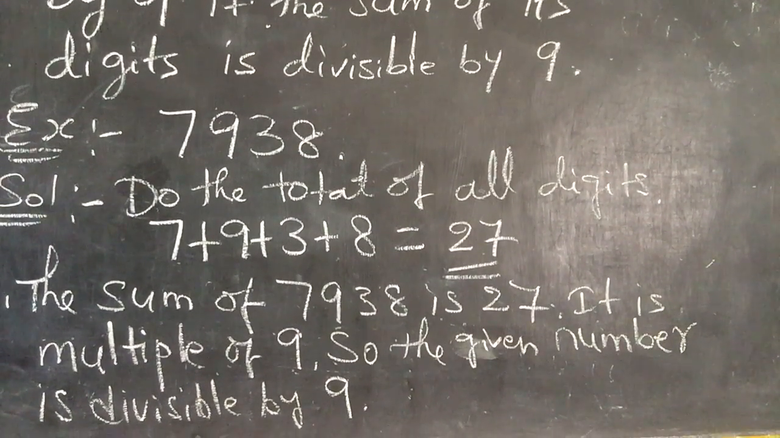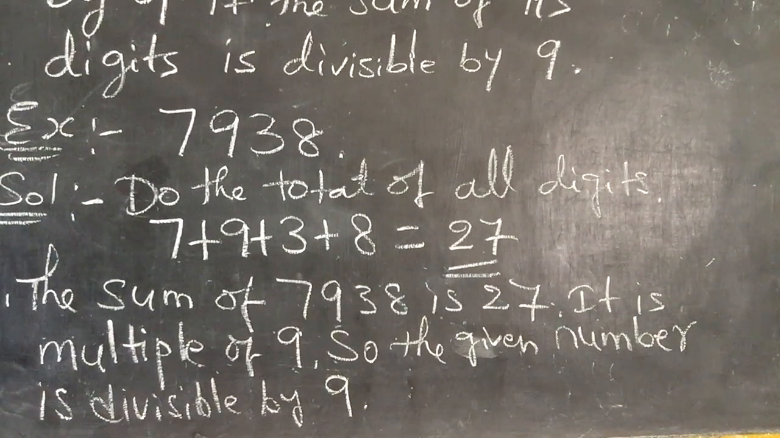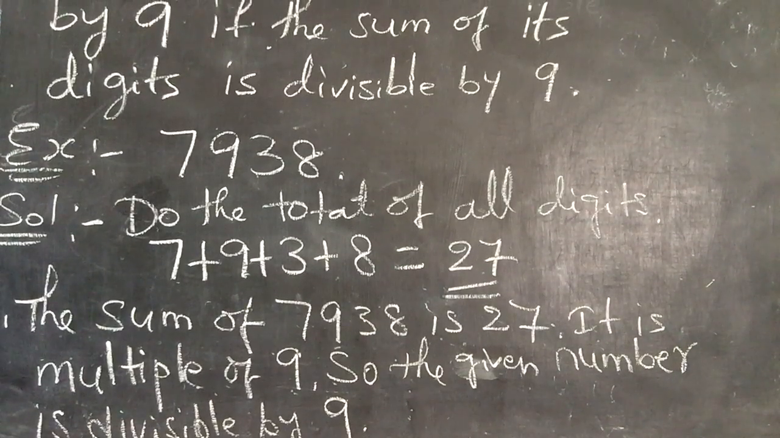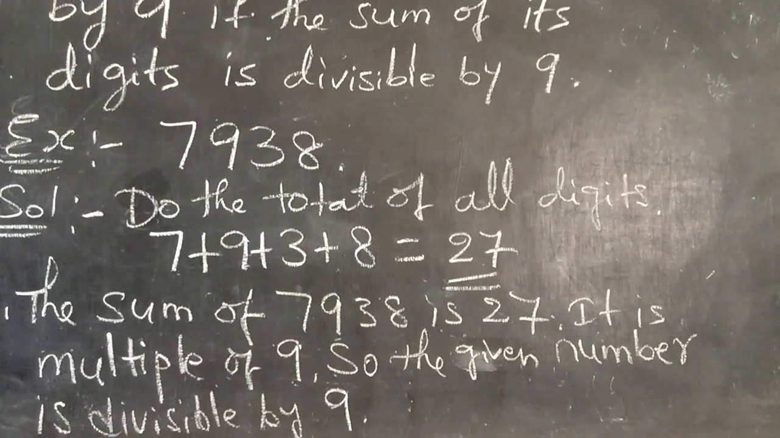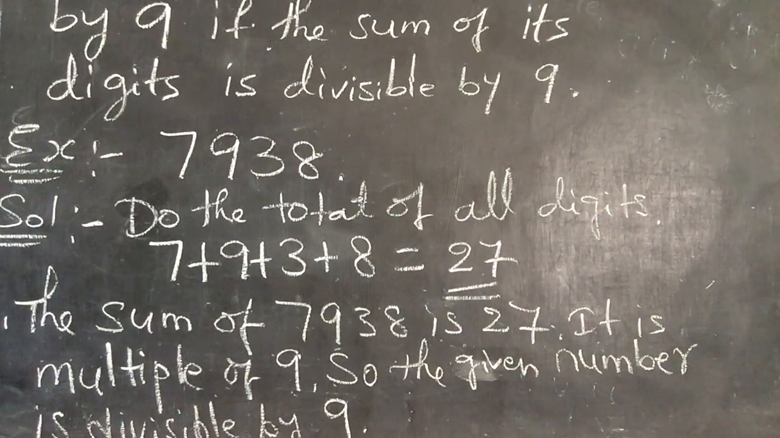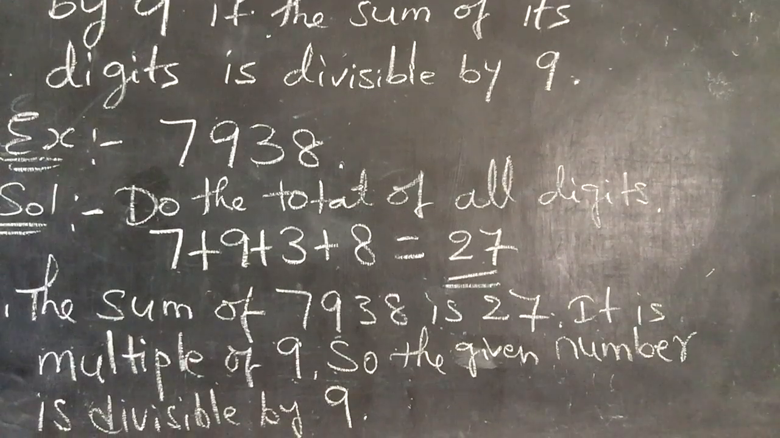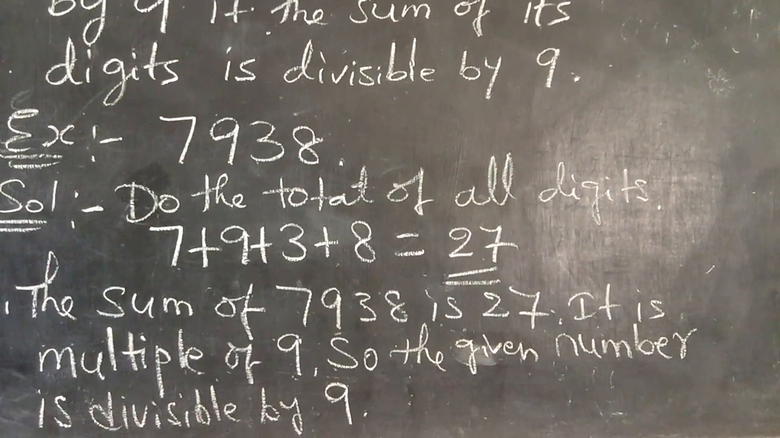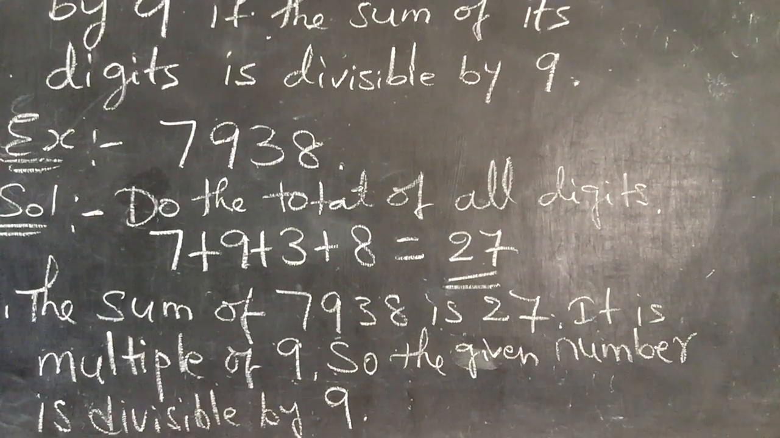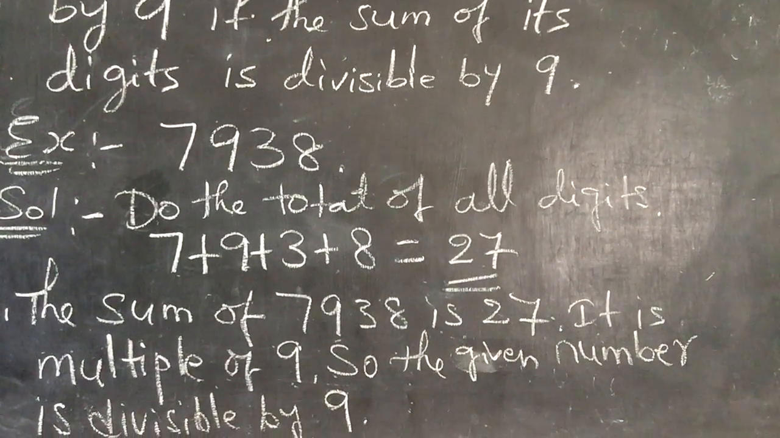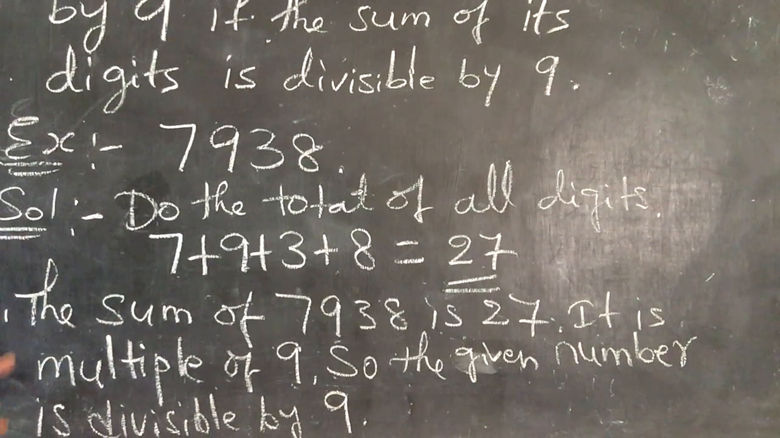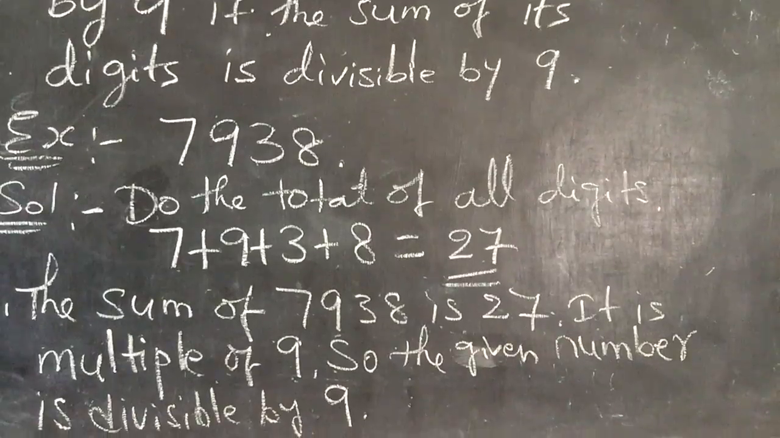So for the divisibility tests of 3 and 9, the same rule. What are we following? Do the total of all the digits of the given number, and if the total is divisible by 3 or 9, the given number is also divisible by 3 or 9. Okay? Based on this rule, do the remaining sums of section 6 in the textbook page number 9. The same procedure I did for the solution, you also have to do like that.